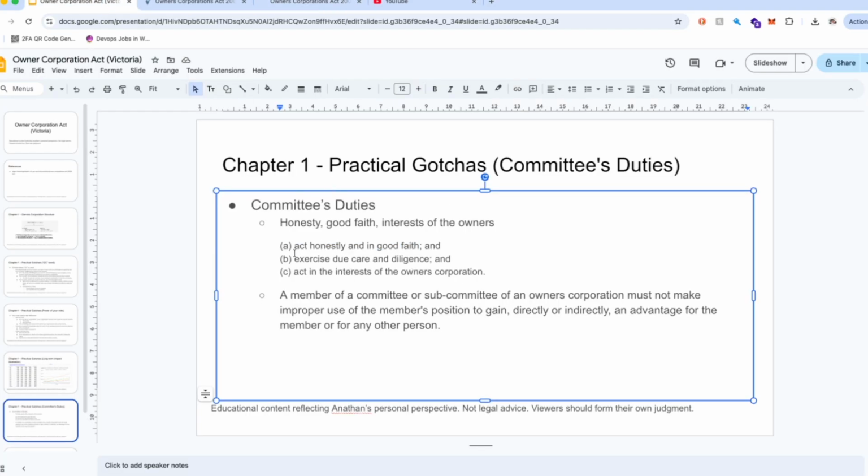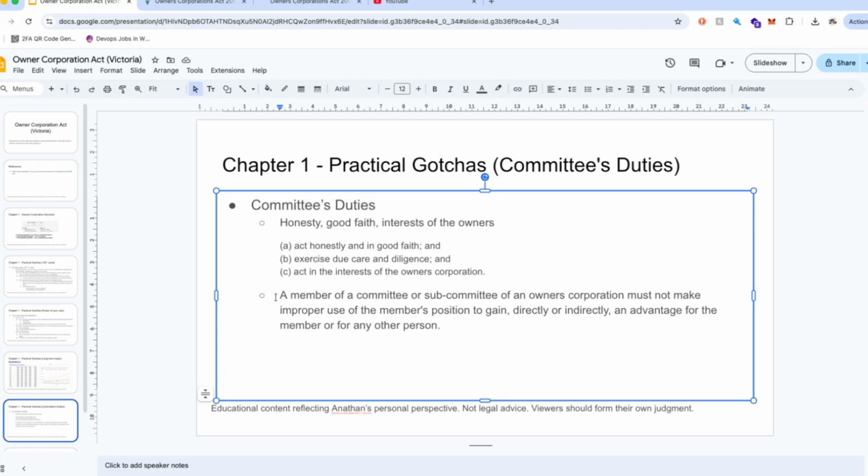As mentioned before, the committee are elected by the owners. Now there is a duty for the committee, and it's in the Act. This is a legislation requirement of the Act. It must act honestly, in good faith, and in the interest of the owners, as owners or owners corporation, equivalent in terms of the rights. So these three terms are really important for the committee.